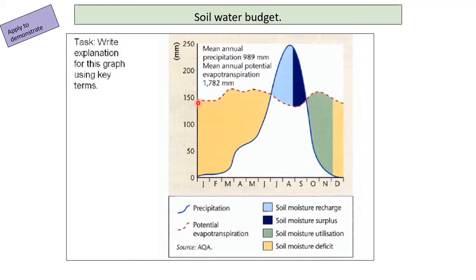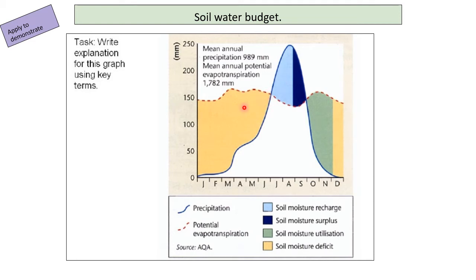So most of the time, if we look, evapotranspiration is higher than precipitation. And what that means is that there's only a short period of time here when there's any moisture in the soil at all. From December all the way through to June, July, there's a soil moisture deficit.